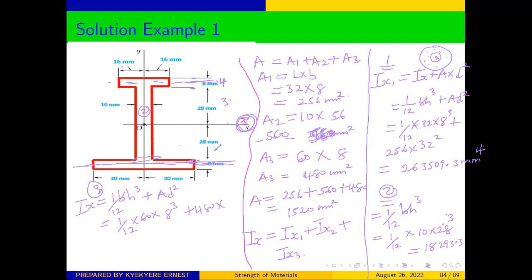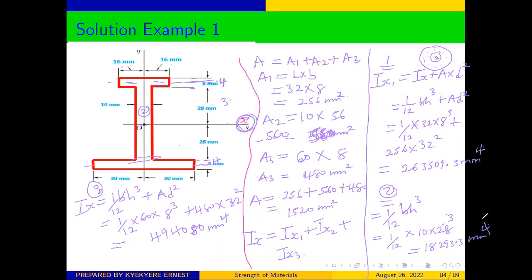And then the square of the distance between this centroid and the centroid of the whole structure, which is the x-axis. Because they are parallel, this is 28 and this is 8. The length of the whole structure is 8, so it means the center will be at 4. So this is 4, and we have 4 plus 28 to be 32. So we have 32 squared. And from there, everything will be equal to 4080 millimeter raised to the power 4.